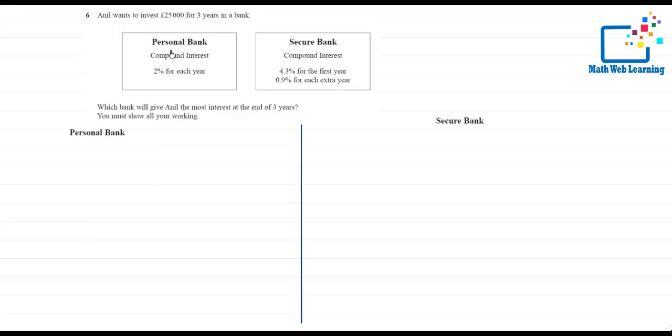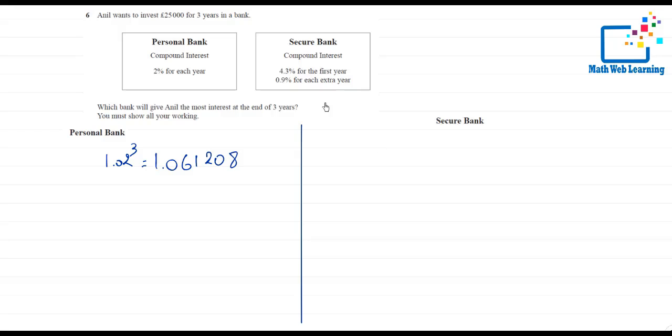Okay, so for the personal bank here, the multiplier is 1.02. And because it is over 3 years, you do a power 3. Now if you do that in your calculator, 1.02 to the power 3, what do I get? I get 1.061208. That's the calculator answer displayed, all of it in here. All right, so that is that.